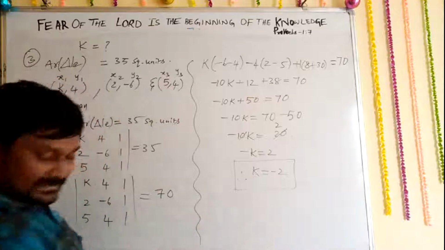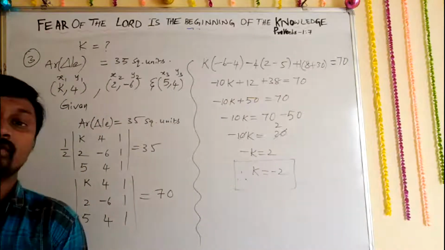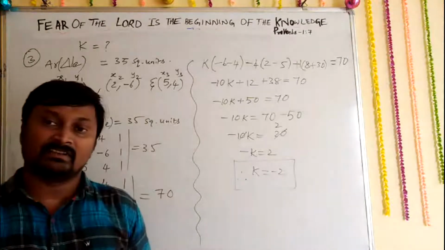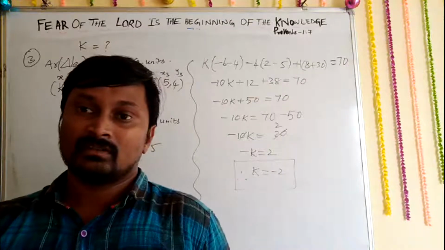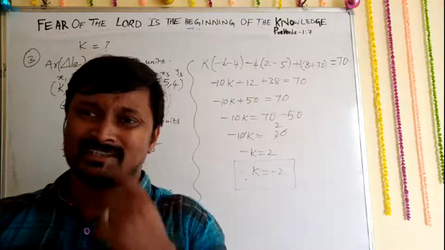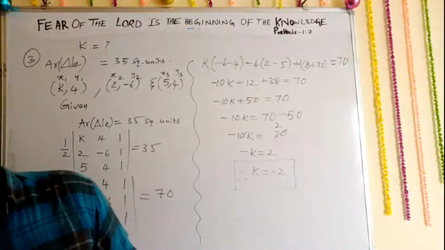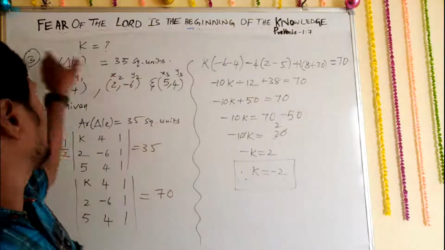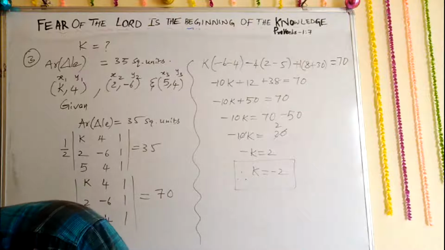I hope everyone got the same answer. K is equal to minus 2 is your answer. Okay. So anyone having any doubt? K is equal to minus 2. Everyone got? Minus 12 not, minus 2. Okay, Priyanshi? K is equal to minus 2 is the correct answer. So that is about your problem number 3. Now we are going to problem number 4.